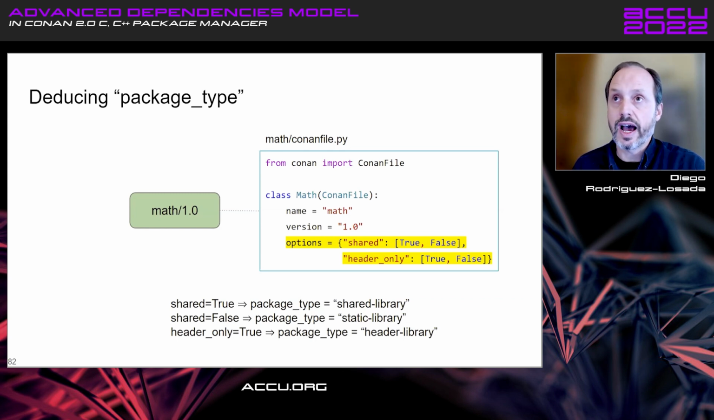The truth is that it's not even always necessary, because we have other models in Conan like the options, and the shared option in this case has become a de facto standard. Every package out there is using the shared option. So if some package is defining the shared option, the package type can be automatically deduced. If shared equal true, it will be a shared library. If shared equal false, it will be a static library. Also, the header-only option is common for libraries that can be built in both header-only mode and compiled mode. So if we detect that the header-only option is there and it is true, then the package type will be a header library.